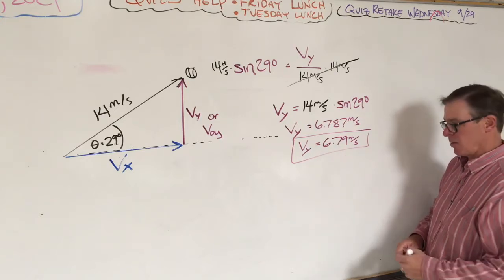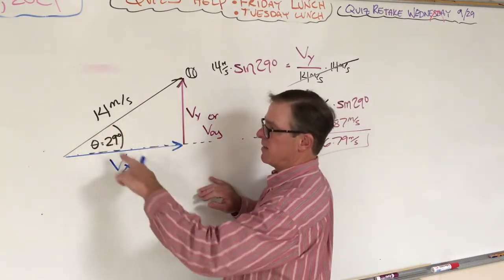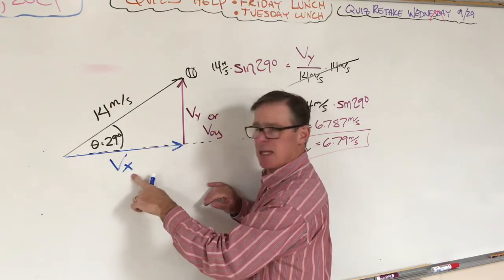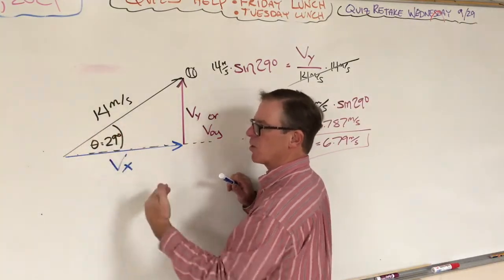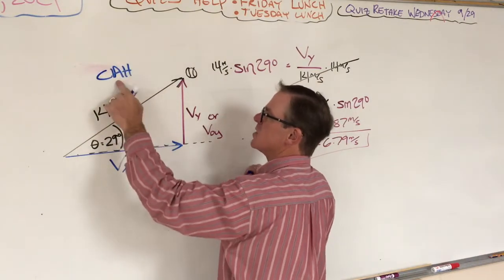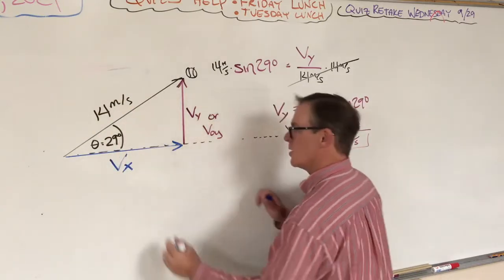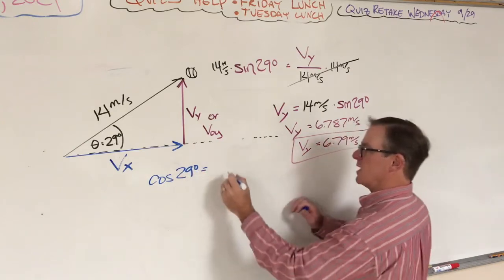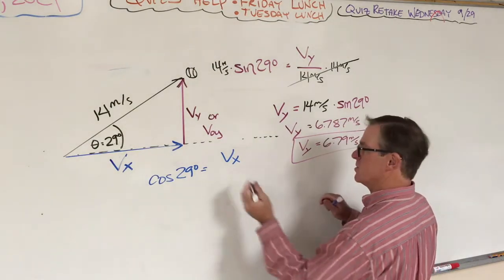Let's go ahead and look at the x component. The x component is the adjacent side of the right triangle formed by these 3 pieces, the 14, the y component of the 14, and what we're going to calculate now, the x component of the 14. Because it's adjacent and hypotenuse that we're working with, cosine, CAH, adjacent and hypotenuse, is the trig function we're going to play with. Cosine of 29 degrees is going to equal the x component, Vx, adjacent, divided by hypotenuse.